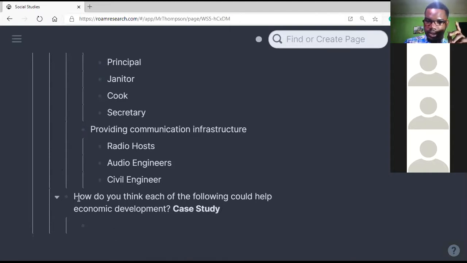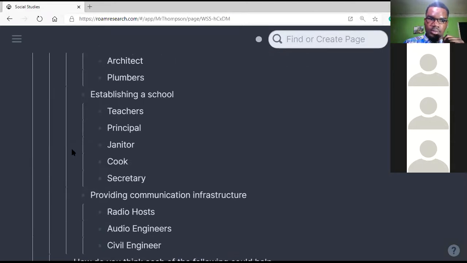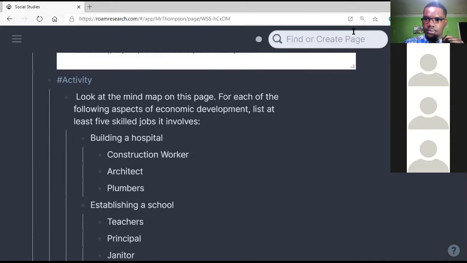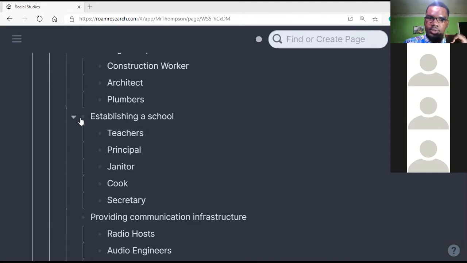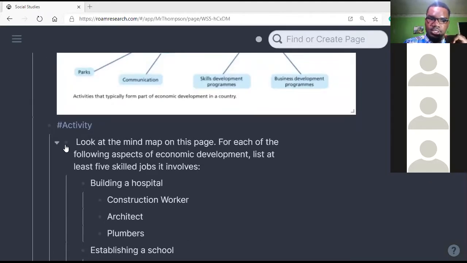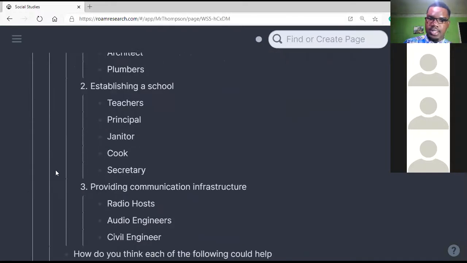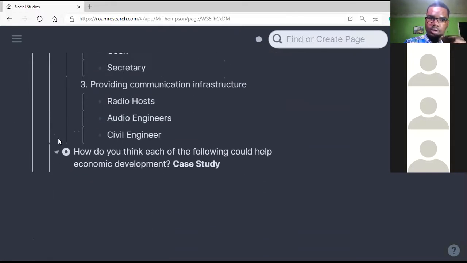So a quick little assignment again. You're just going to answer: how do you think each of the following could help economic development? Question one, question two, question three. Let me number them. For example, establishing a school: how does a teacher help to establish this school? You're going to answer this after class just to revise.